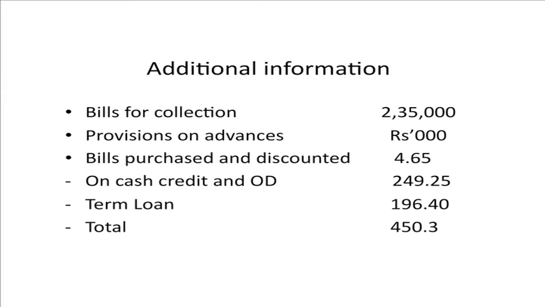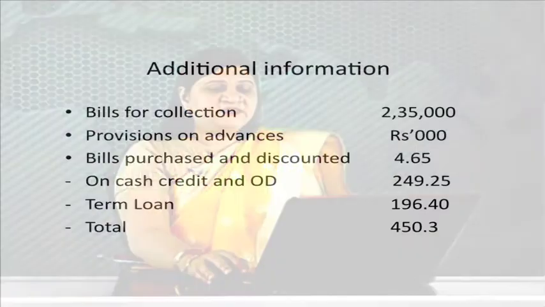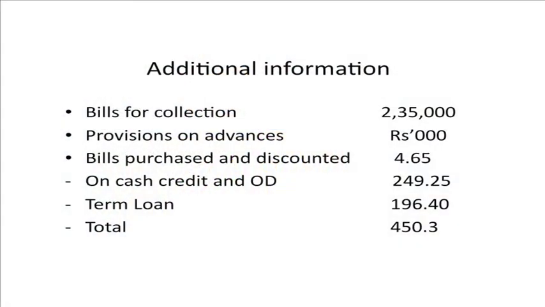2,35,000. Provisions on advances. There is a guideline that advances should be classified as standard assets, substandard assets, and doubtful assets. Doubtful again has the categories secured and unsecured portion. So, the rate of making the provision is also assigned and it changes from time to time. We are not going into the detailed discussion of making the provisions on advances as per the rates and the classification given. So, let us analyze the figures of provision on advances.